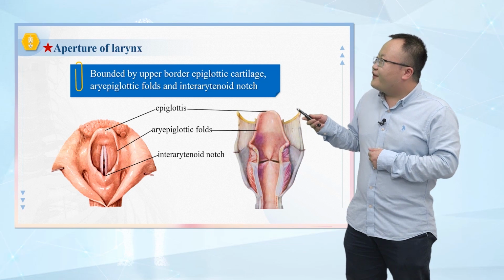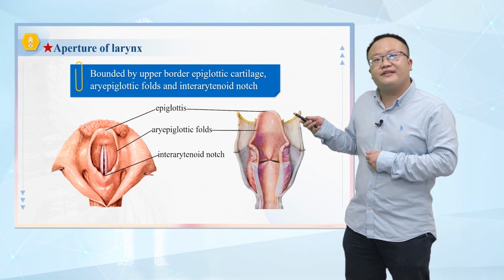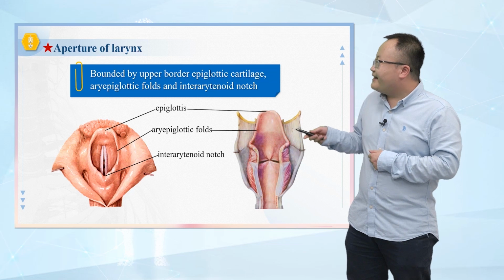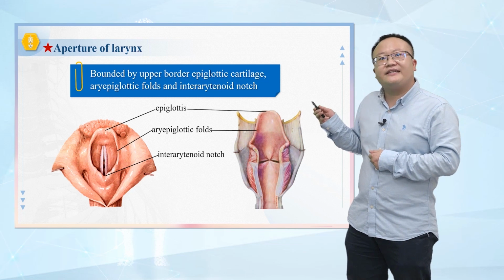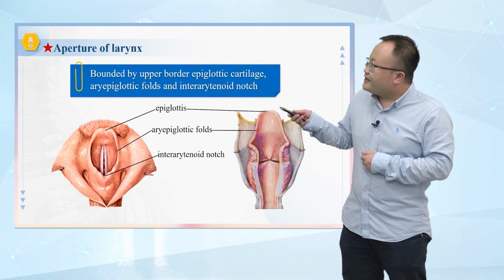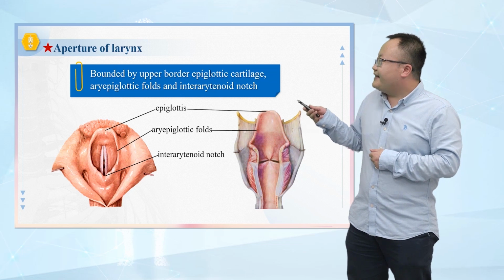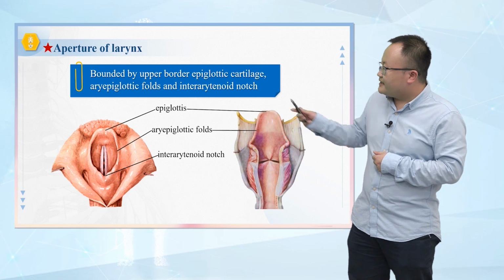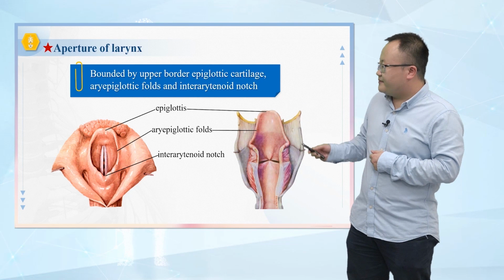And as for the aperture of larynx, it is bounded by upper border epiglottic cartilage, aryepiglottic folds, and the interarytenoid notch, just as shown in the picture.